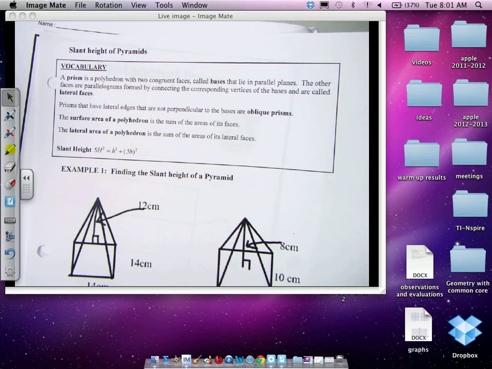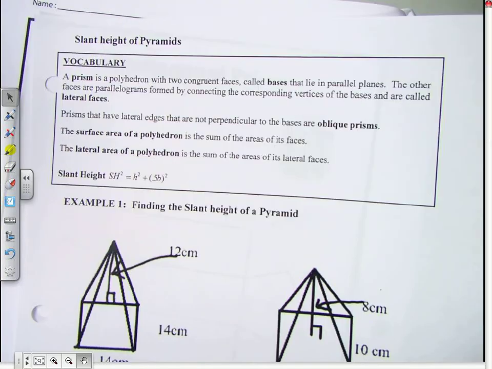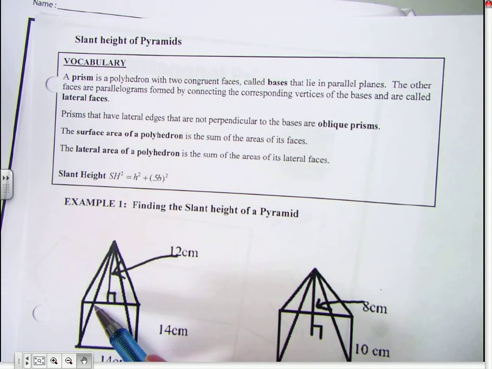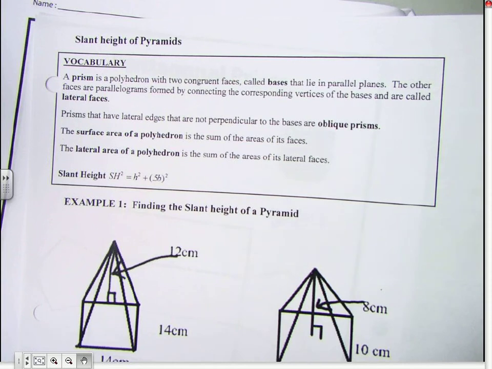Right, ladies and gentlemen, we're looking at slant height and height of pyramids. We need this in order to be able to do surface area. We know that a prism has the tops and bottoms the same, and a pyramid has that little point at the top. Pyramids can have square bases like this, or triangular bases, or hexagon or pentagon bases.